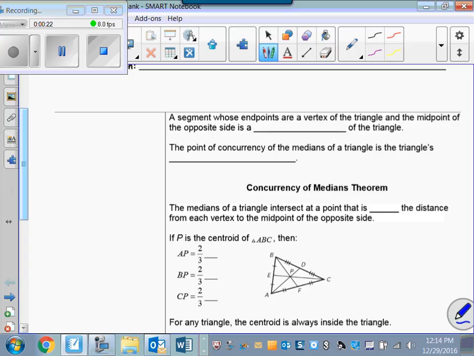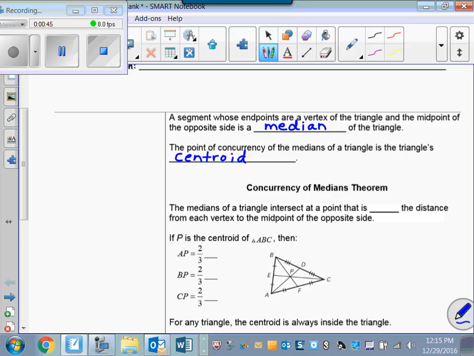A segment whose endpoints are a vertex of the triangle and the midpoint of the opposite side is a median of the triangle. And of course, if I have three of those, they're going to have a point of concurrency. The point of concurrency of the medians of a triangle is called the centroid of the triangle.